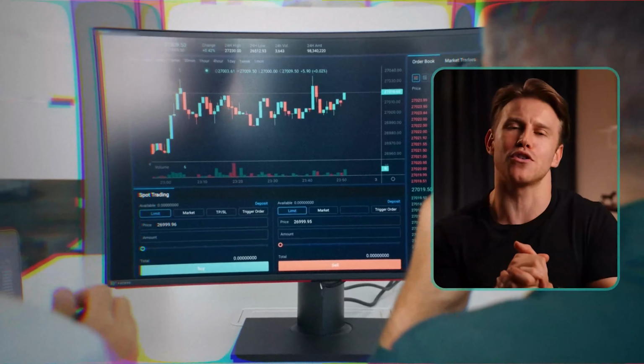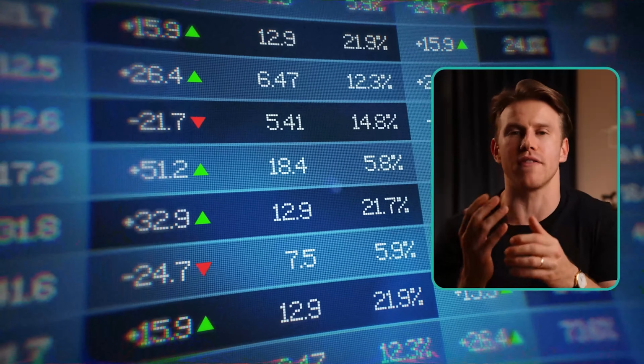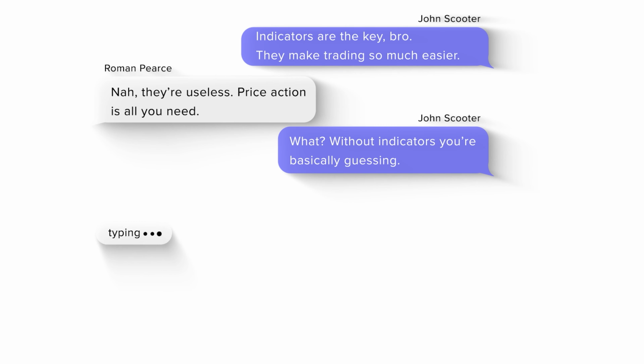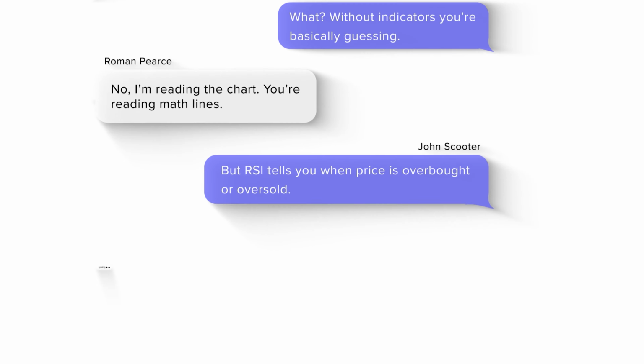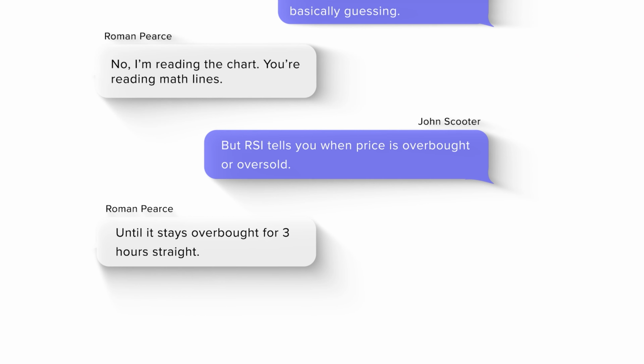If you've been around trading communities for more than 5 minutes, you've probably heard this debate. Some traders swear by indicators, others say they're useless and you should throw them all in the trash. The truth? Indicators are just tools. They're not magic, they're not evil, and they're definitely not a replacement for reading price action. But when used correctly, the right indicators can sharpen your analysis and help you make smarter decisions.